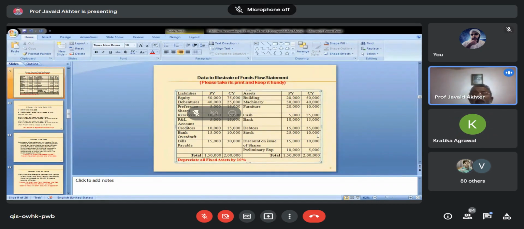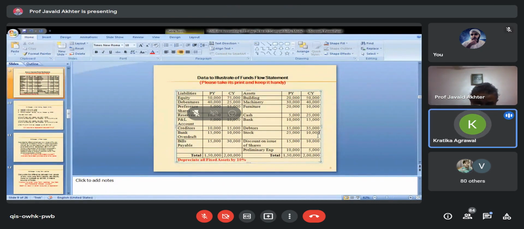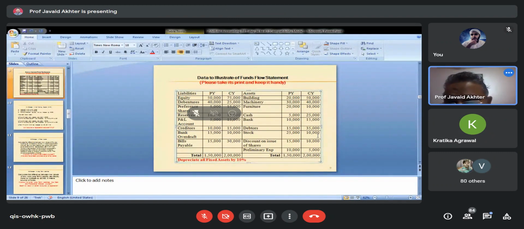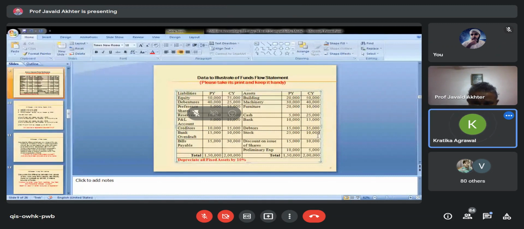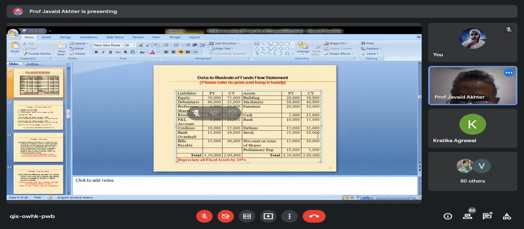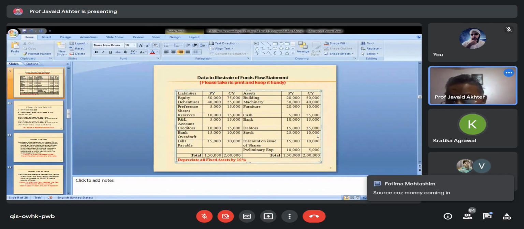The 15,000 difference is a source or application? It is a source. Why is it a source? Because we sold the stock, so money is coming to us. Stock was 25, now it is 10, so we have received 15,000 because we would have sold.